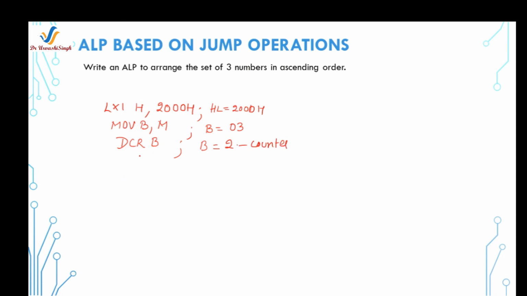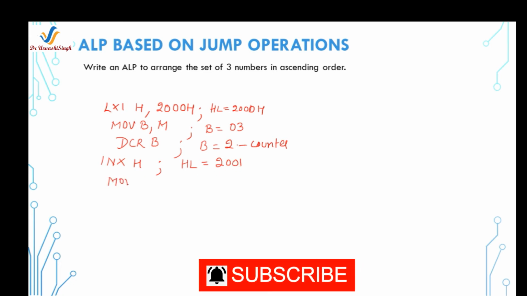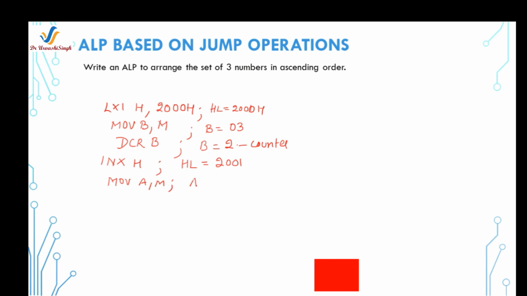After decreasing the counter, now we need to perform the comparison between the first and second number. So let's first take the first number into register A. For this I will increment the HL, because this is our first location where the first number of the set of data is stored. And then I will take that number into the accumulator. So by this the accumulator has 01, which is the first number of the set of data.